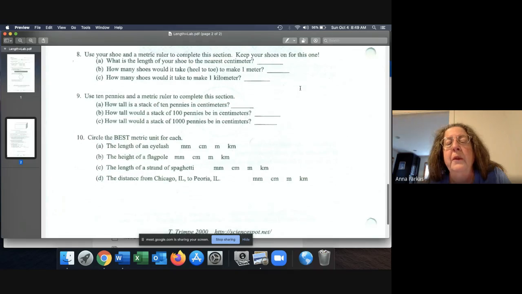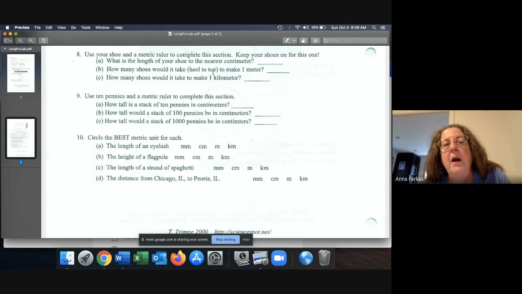Now, here's an interesting one. You need your shoe. You do not have to take your shoe off. We don't need to smell that, okay? But you're going to measure your shoes. What is the length of your shoe to the nearest centimeter? So nearest tells you you're going to round it. So you're not going to have any decimal points in this answer. So just measure from heel to toe.